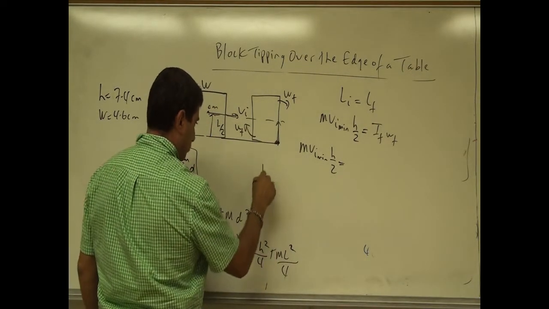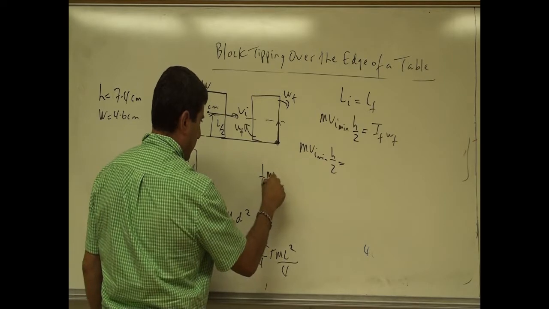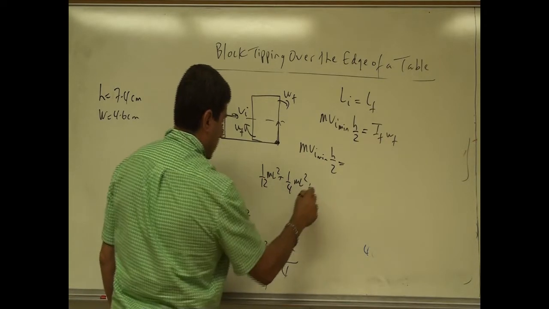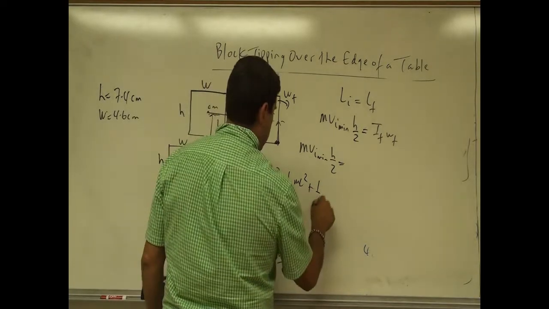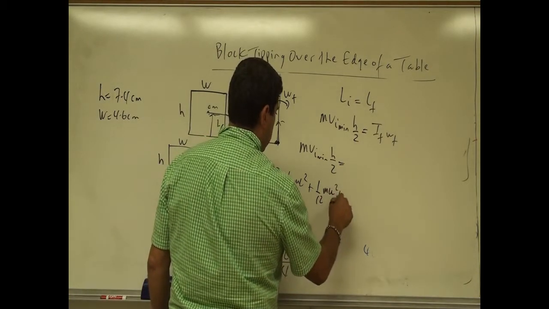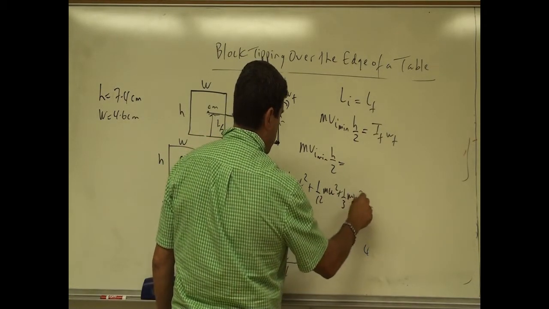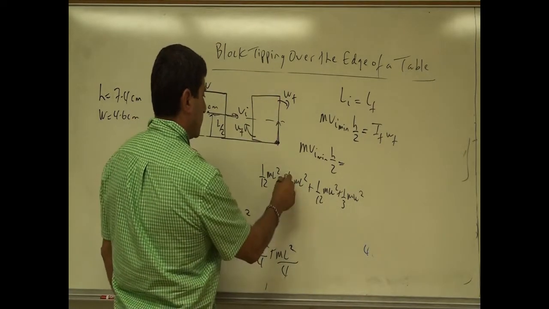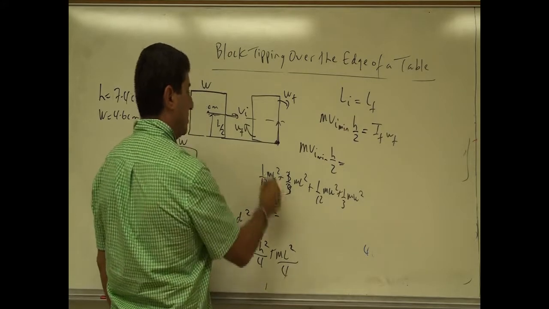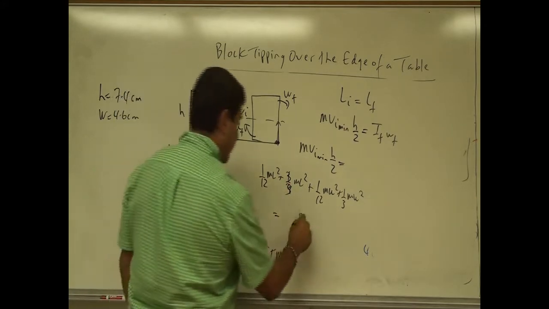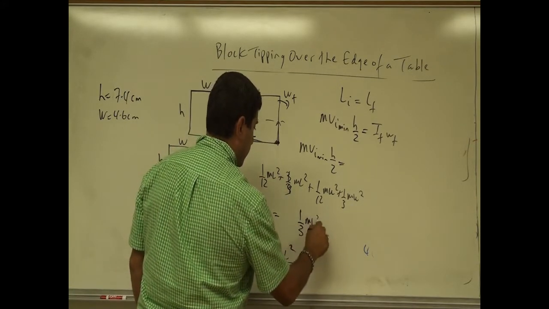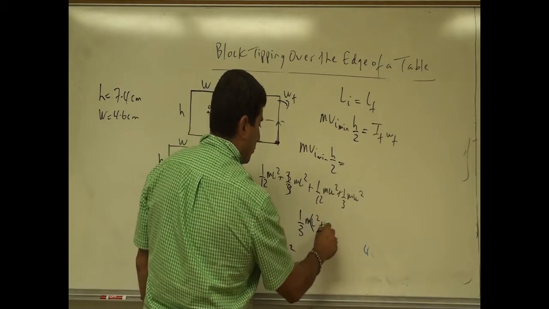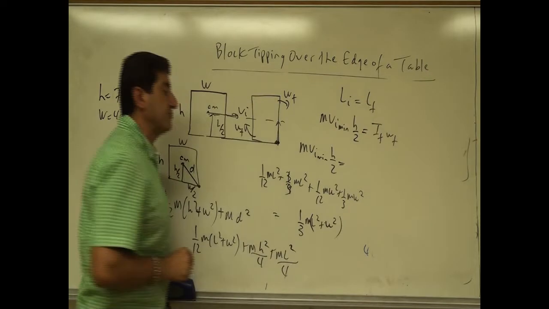I can put it here, 1/12 ML squared plus 1/4 ML squared. And then the same thing is going to happen, 1/12 MW squared plus 1/3 MW squared. So then that's going to be equal to what? I can multiply this by 3. It's going to be 4/12, which is 1/3. 1/3 ML squared plus, and then you're also going to have the same thing here, plus 1/3 MW squared.